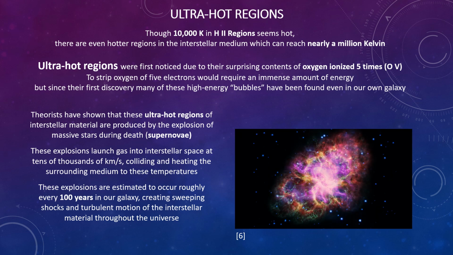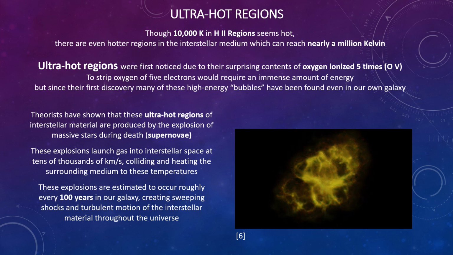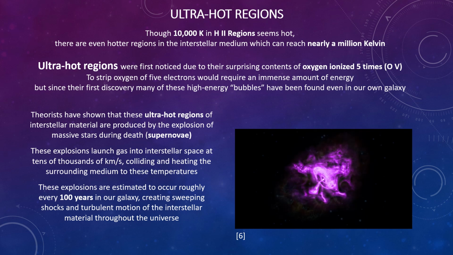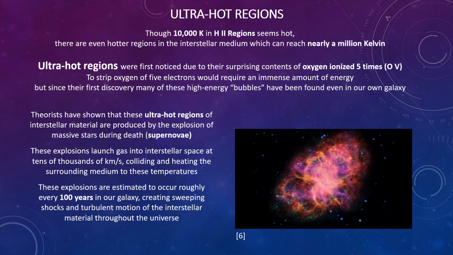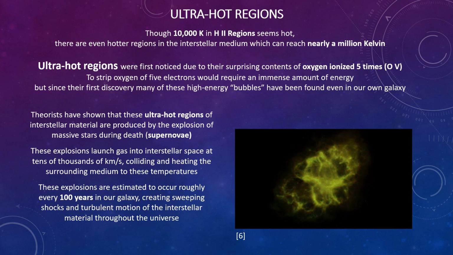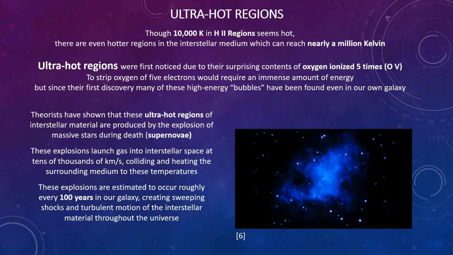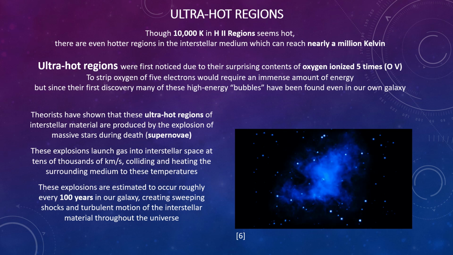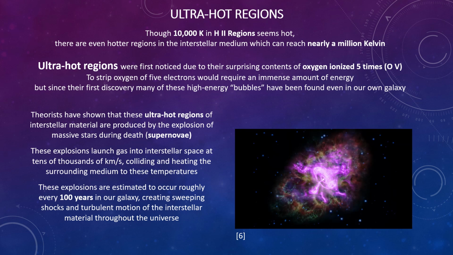Ultra hot regions were first noticed due to their really surprising amounts of highly ionized oxygen, which was ionized 5 times, O5+. To strip away 5 electrons from oxygen would require a huge amount of energy, but since their first discovery, many of these high energy bubbles have been found in our own galaxy.